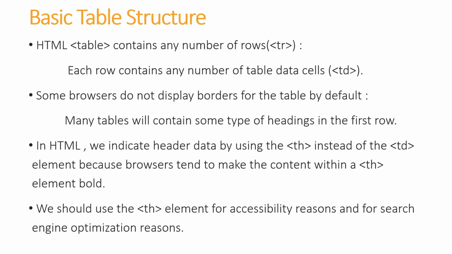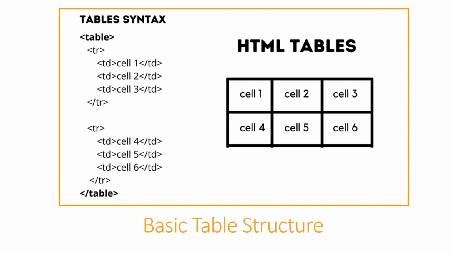In HTML, we indicate header data by using the table header element instead of the table data element because browsers tend to make the content within the table header element bold. We should use the table header element for accessibility reasons and for search engine optimization reasons. This shows the syntax for the basic table structure.